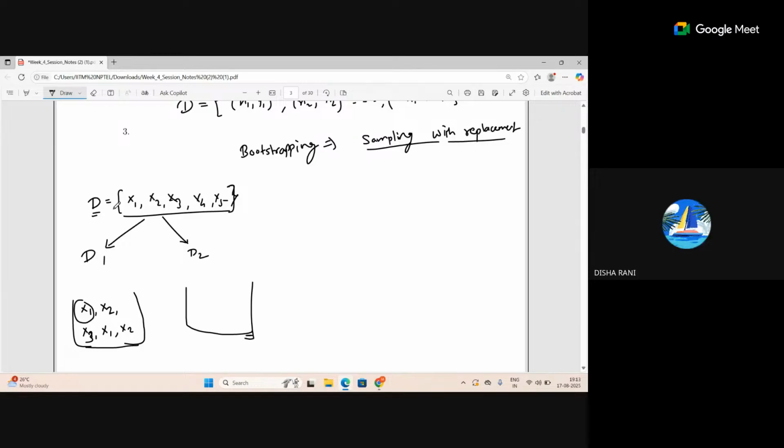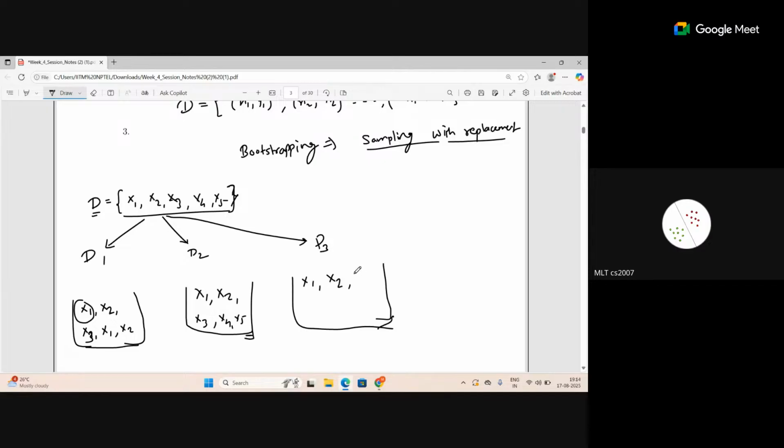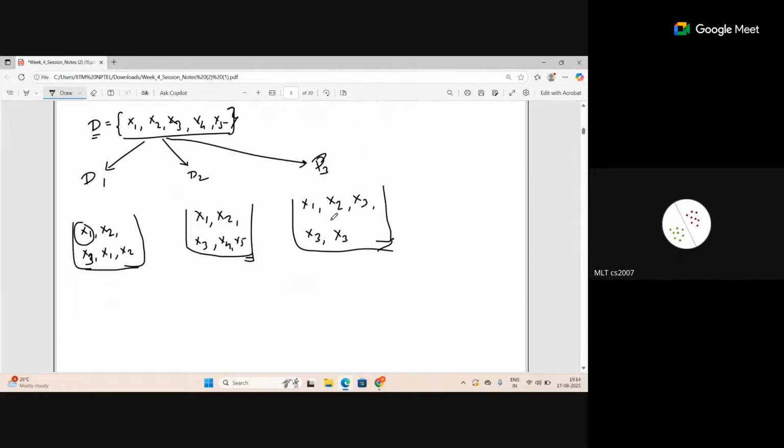So bootstrapping means sampling with replacement. So d1 happens to be like this: it can be possible that it is x1, x2, x3, x4, like that. Let's say d2 is x1, x2, x3, x4, and x5. Let's say you have another data set d3, which is x1, x2, x3, x3, and x3. Is it possible? Yes, that is possible.